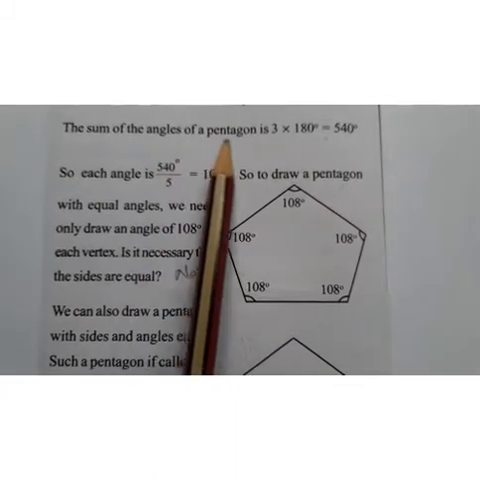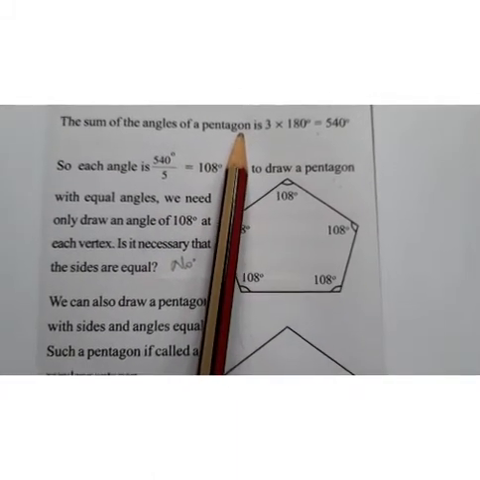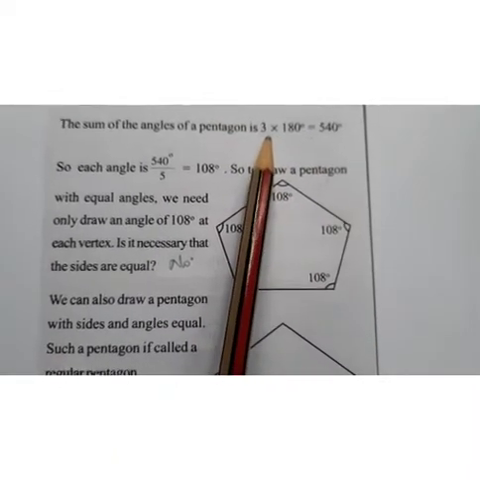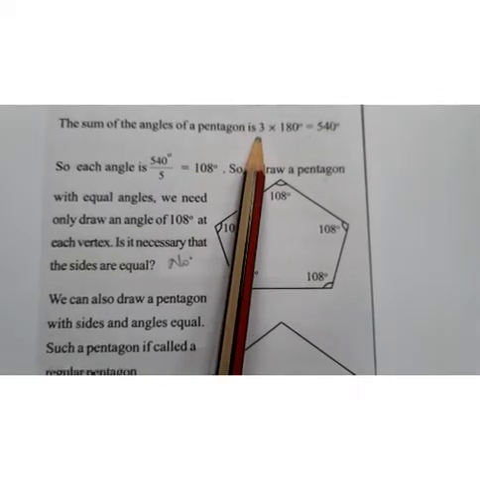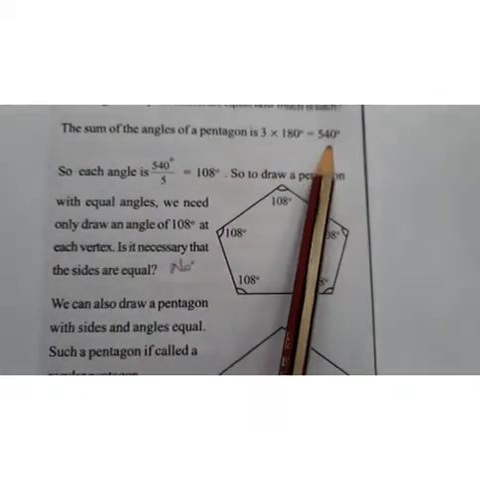The sum of angles of a pentagon. How many sides for a pentagon? There should be 5 sides. So how much is the total angles? Should be n minus 2 into 180. So 5 minus 2 is 3. 3 into 180 is 540. So the sum of angles of a pentagon is 540.